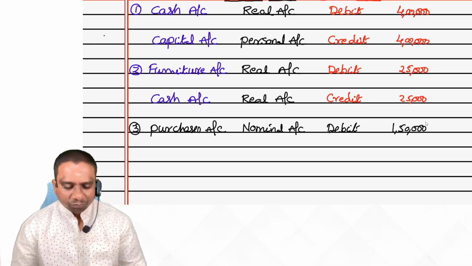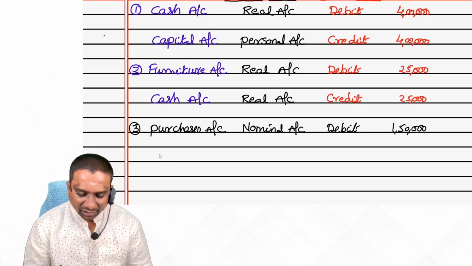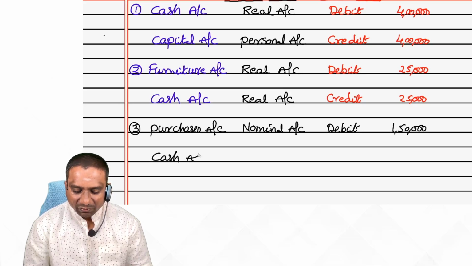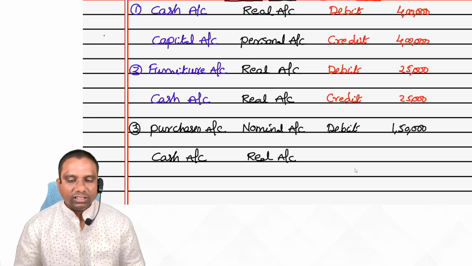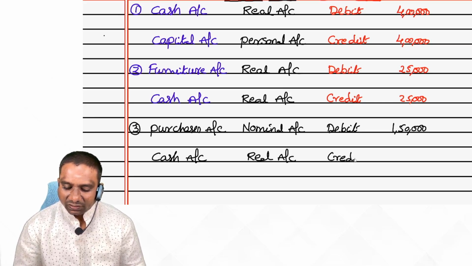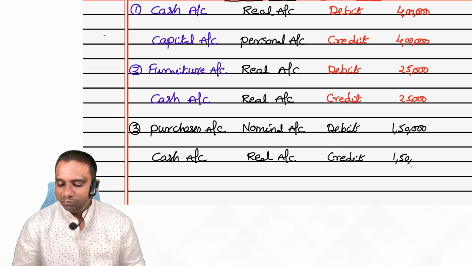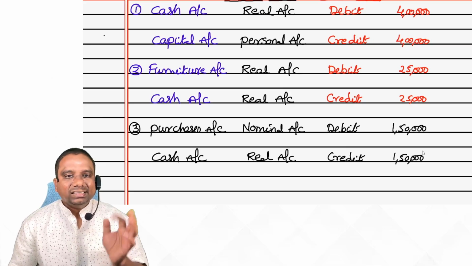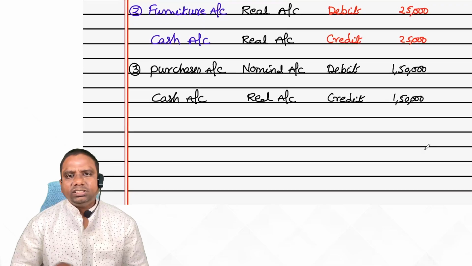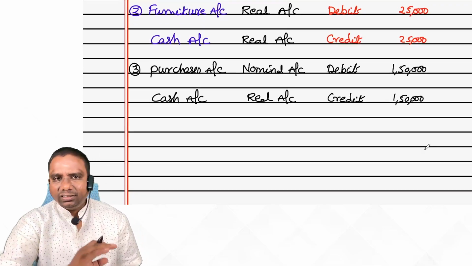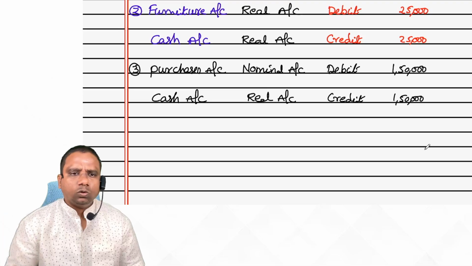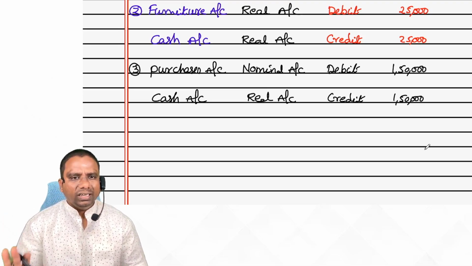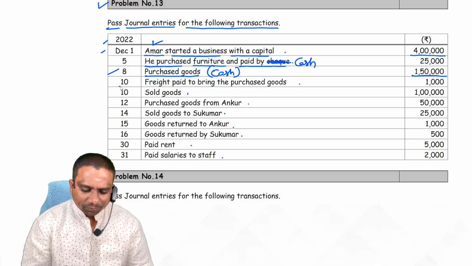Hope you understood, students. Next, immediately, what is the giving aspect? Cash. We are giving cash. Cash, we have already discussed, is a real account. Now tell me the real account rule. Debit what comes in, credit what goes out. So accordingly, it is credited. How much amount? Same, 1.5 lakh. Is it clear, students? This is how we analyze. If you can understand this, you can start doing your problems. You can analyze on your own and check later whether it is correct or not.